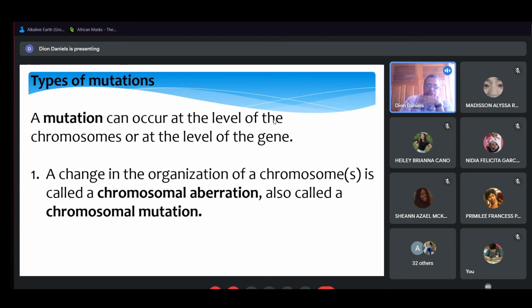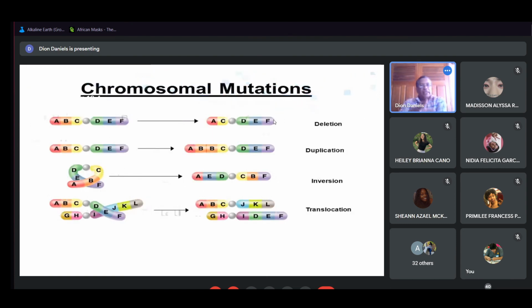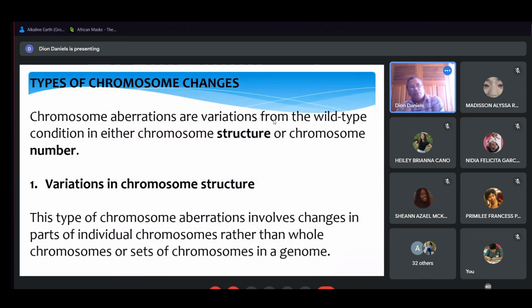Chromosomal aberrations, we're talking about these four primarily: deletions, duplications, inversion, and translocation. All right, so these are the four main types of chromosomal mutations. So these affect chromosomes. So type of chromosome changes, you have chromosome aberrations or variations from the wild type condition in either chromosome structure or chromosome number. So variations in chromosome structure.